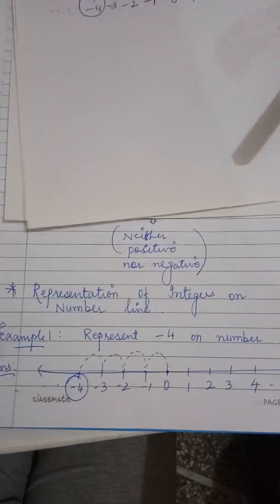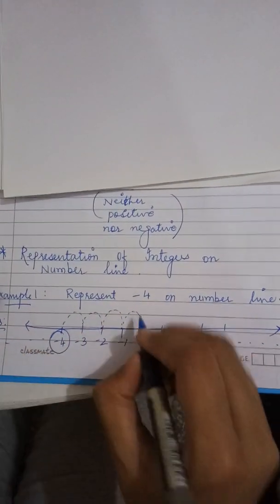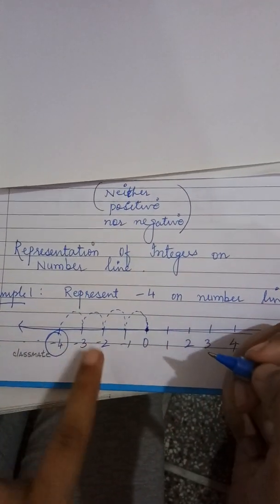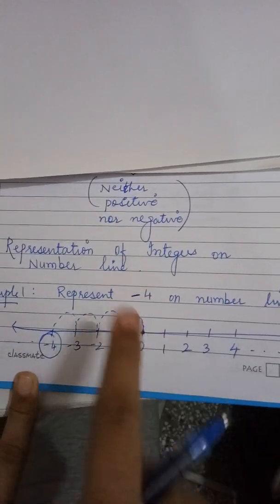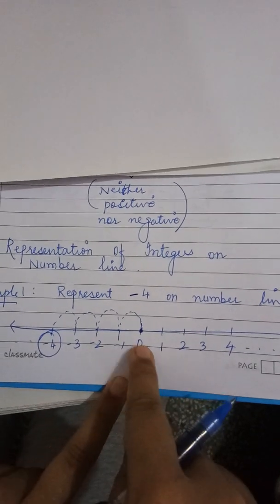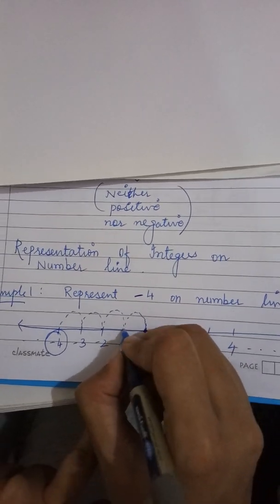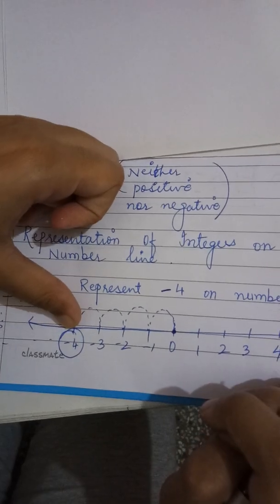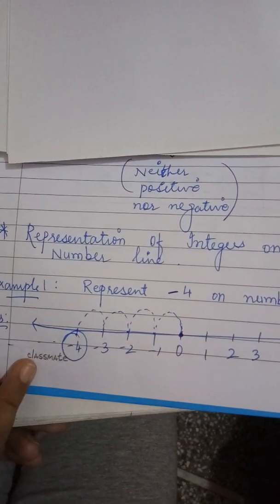Okay, now example 1 was represent -4 on the number line. What you are going to do here is start from 0. Then with the dotted line you are going to move to the left side, because we are having a minus sign. When you see a minus sign, that means you move to the left side. So you start from 0, with the dotted line you move to -1, then -2, then -3, and then you have reached -4, and then circle -4. Clear? That's how you represent -4 on the number line.